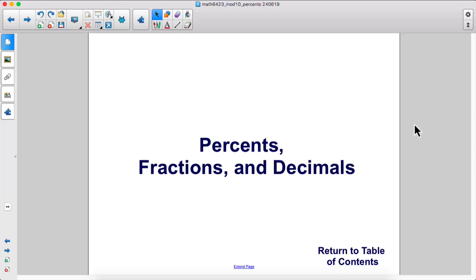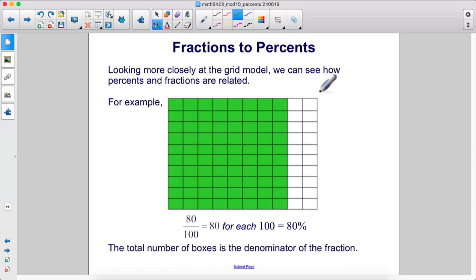Percents, fractions, and decimals. Looking more closely at the grid model, we can see how percents and fractions are related. For example, here we have 80 of the 100 boxes shaded in. So 80 over 100 equals 80 for each 100, which means 80%.